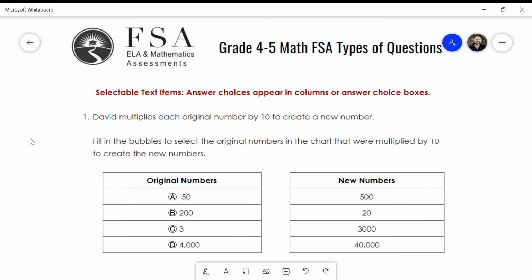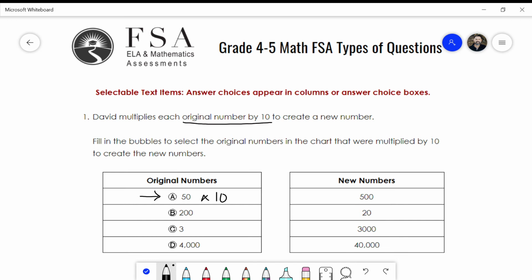This is the original number that they're telling us right here, 50. And if I multiply that by 10, which is what they're saying, David multiplies each original number by 10 to create this new number over here. So if I do 50 times 10, does it give me 500? In this case, it does, right? So I want to make sure I bubble that in.